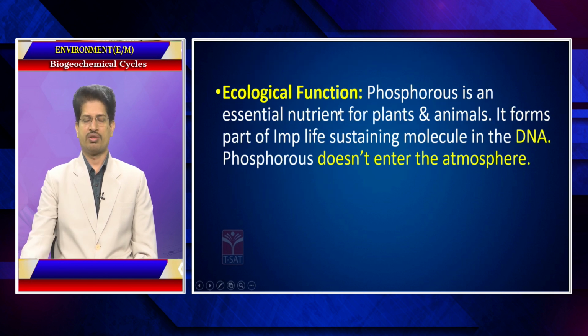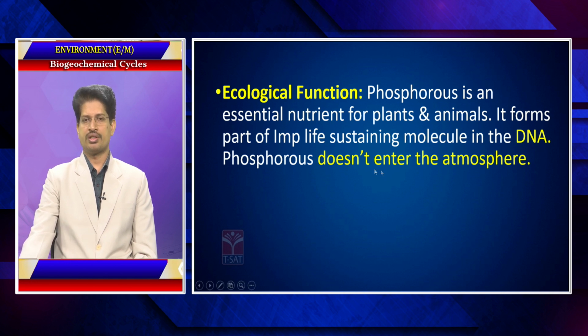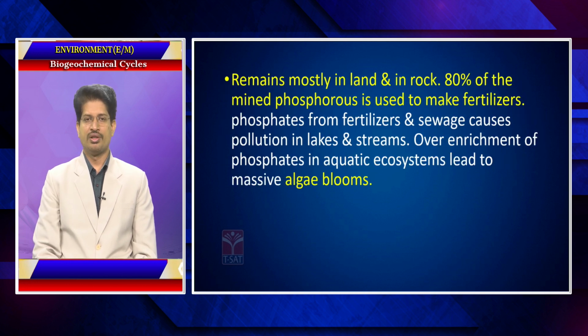So, what is the ecological function of phosphorus? Phosphorus is an essential nutrient for plants and animals, as I have specified. It forms part of important life-sustaining molecules like DNA. Phosphorus doesn't enter the atmosphere. In the case of the nitrogen cycle or the carbon cycle, these elements enter into the atmosphere, but phosphorus does not. It passes through the lithosphere to the hydrosphere and biosphere. So, it is essentially required in DNA and doesn't enter into the atmosphere. On this basis, objective bits can be formed. Phosphorus remains mainly in land and in rock.